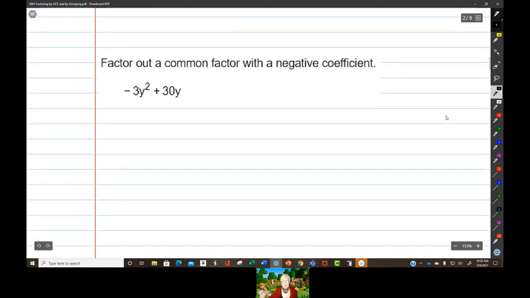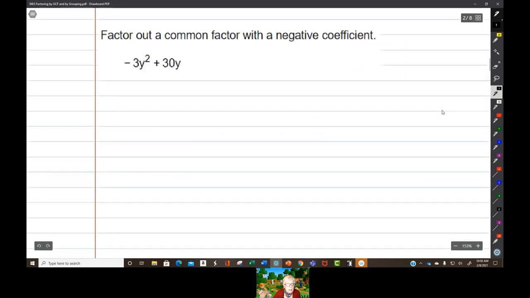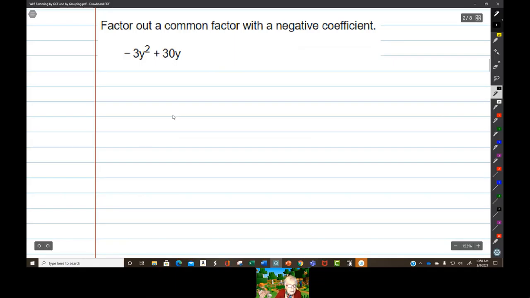We're going to do it again. This one's easier. I should have done that one first. I think it's easier. Maybe there's something tricky about it. This is also a negative 3. What was this? That was a negative 3, wasn't it? This is a negative 3.